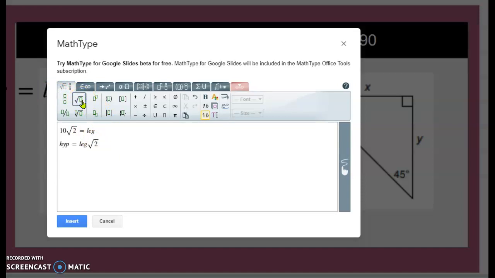So remember, when given the hypotenuse, we're going to divide. So we have 10 square roots of 2. And we're going to divide. Let me make that a fraction. 10 square roots of 2, and then we're going to divide by the square root of 2.